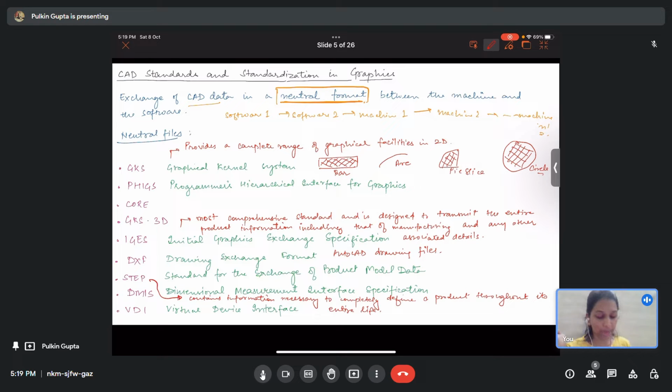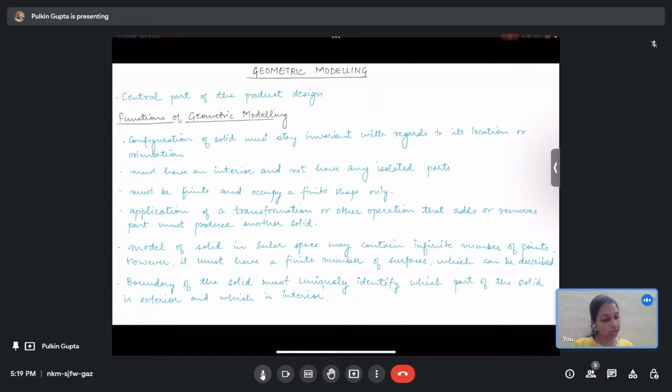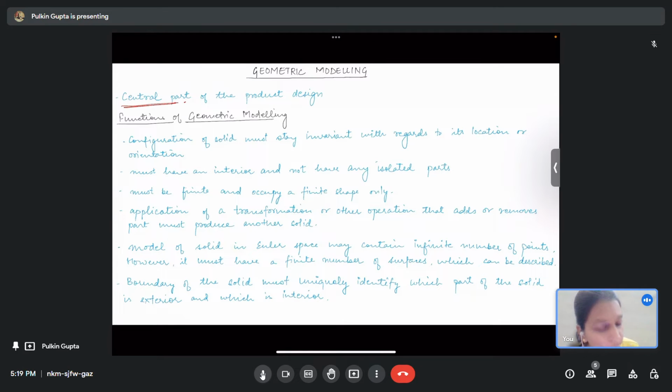Another is DMIS, which is Dimensional Measurement Interface Specification, and this is a pretty new interface for manufacturing. That is your VDI, Virtual Device Interface, and many more interfaces are available. Now comes the geometric modeling. It is the central part of a product design. Without geometric modeling, you cannot proceed with the design of a product. Now, what are its different functions?